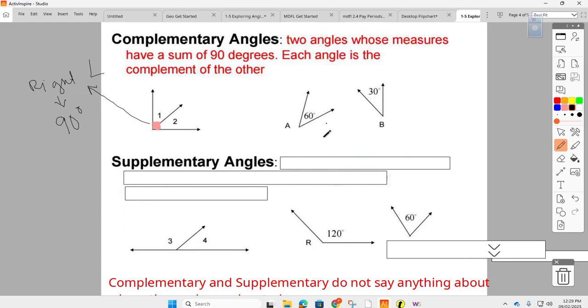They do not have to be adjacent. So angle 1 and angle 2, they share a side, right? They share this ray as one of the sides of their angles. They don't have to share a side. It's okay. 60 plus 30 equals 90 degrees. That makes angle A and angle B complementary to one another.